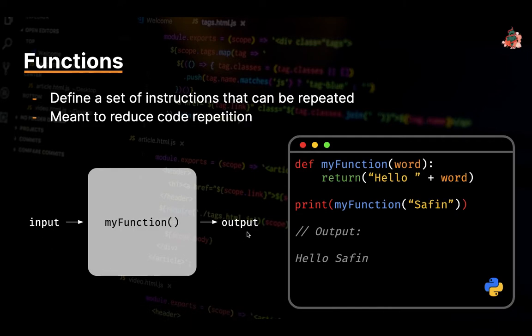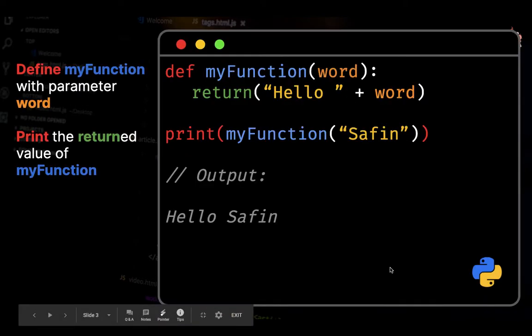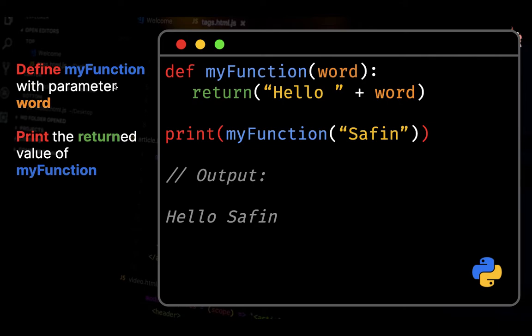Let's take a closer look at this screen on the right. In the very first line, we define my function with the parameter word, highlighted in orange. Then we return the string hello plus the parameter word, which essentially concatenates them. Then we print the returned value of my function in this statement. This will print hello Safin.